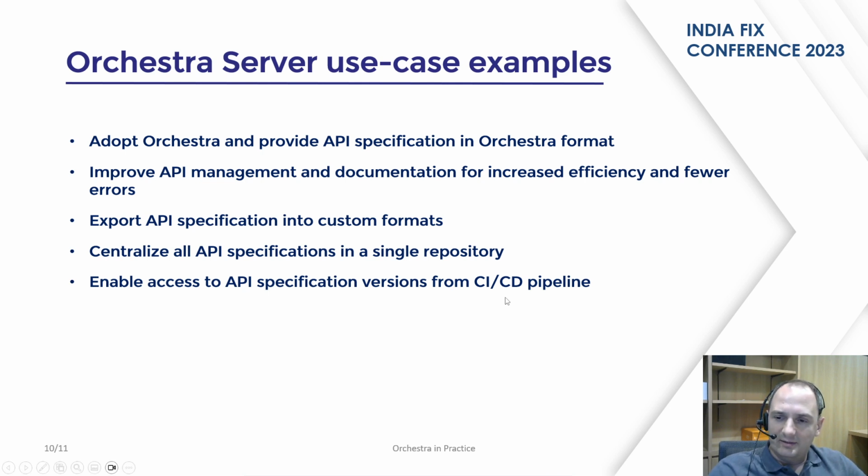And the last example that I want to highlight is a more technical one. If you have a CI/CD pipeline as part of your development process, then you might want to have access to the latest version of your API specification, for example, to generate tests for it or to load it into your FIX engine. With Orchestra server's REST API, you can do that automatically from your CI/CD pipeline scripts or code.